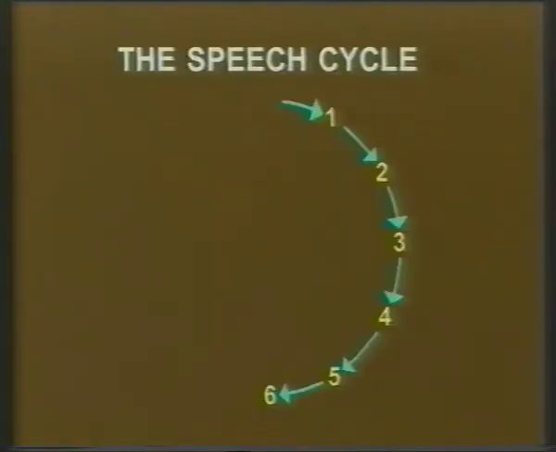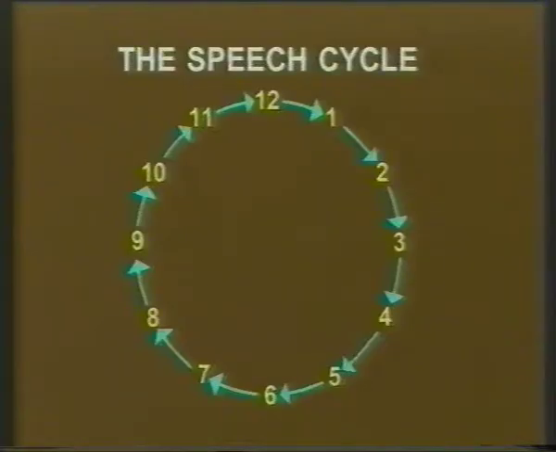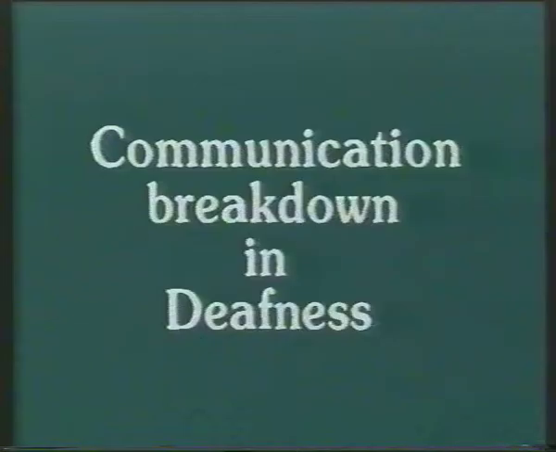So, we have now completed half the speech cycle. If Anna decides to reply to me, the 6 stages are repeated. So, we have completed the whole speech cycle. But what might go wrong if Anna is deaf?